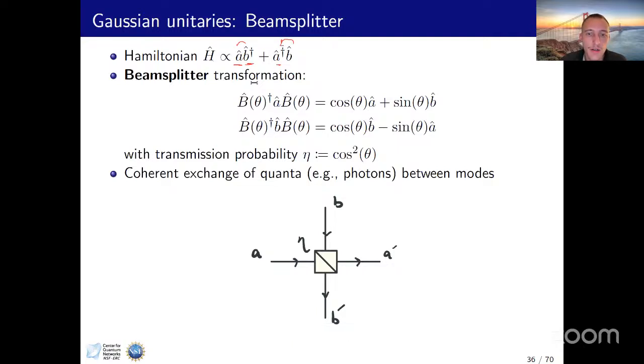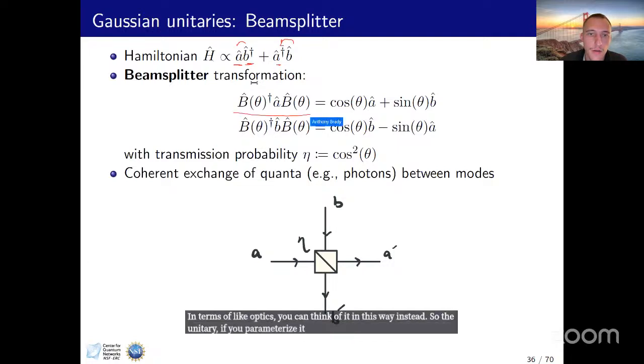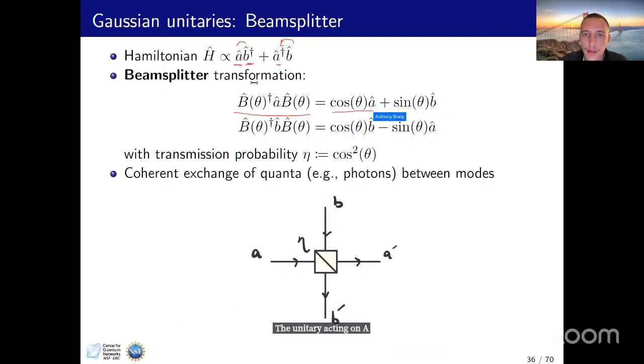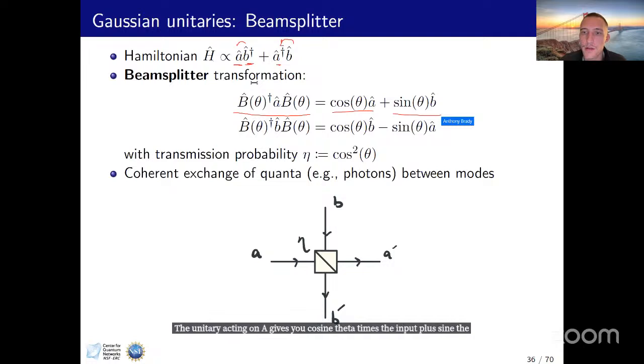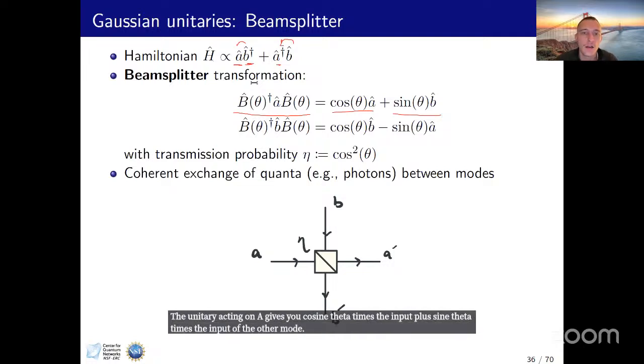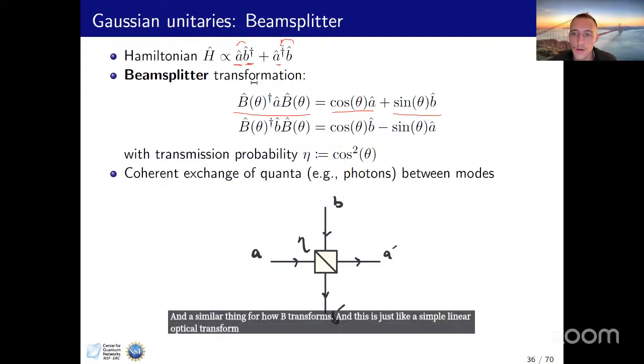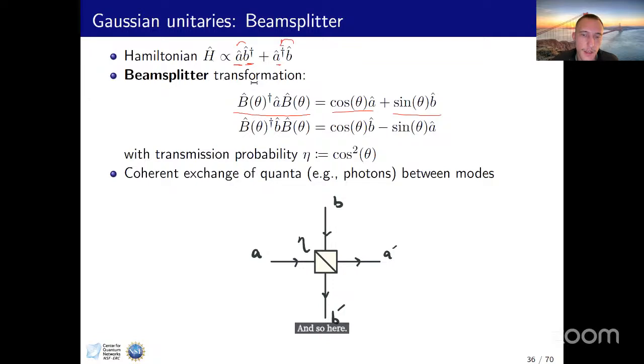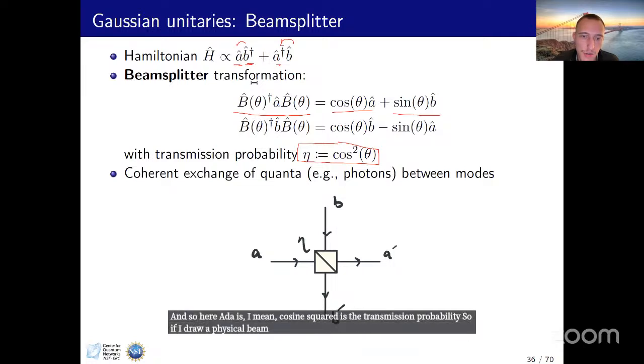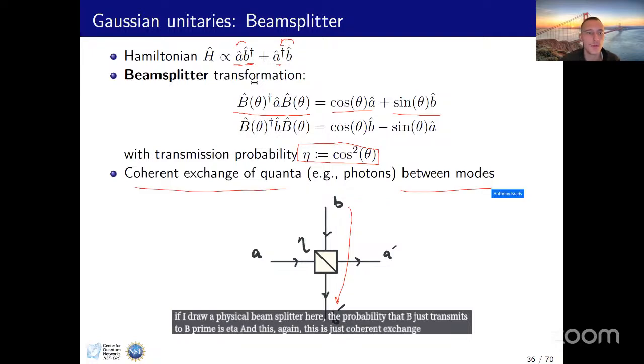In terms of optics, you can think of it in this way instead. If you parameterize the unitary by some theta, the unitary acting on A gives you cosine theta times the input plus sine theta times the input of the other mode, and a similar thing for how B transforms. This is just like a simple linear optical transformation that you might have seen before in some optics courses. Here eta, cosine squared, is the transmission probability. If I draw a physical beam splitter here, the probability that B just transmits to B prime is eta. Again, this is just coherent exchange of quanta between the two modes.